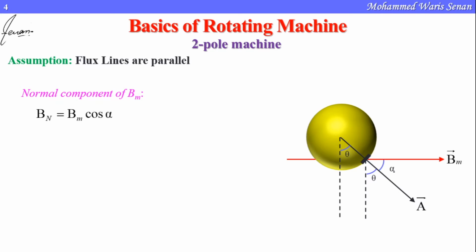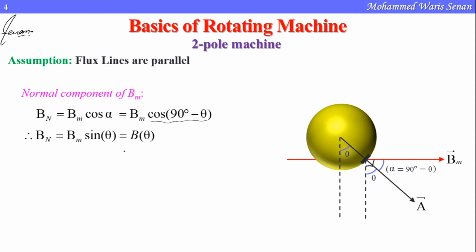Now we can write this alpha in terms of theta. Since this angle is 90 degrees, we can write alpha as 90 minus theta. So if we replace alpha with 90 minus theta, it becomes Bm cos(90 minus theta). So cos(90 minus theta) is sin theta. So the normal component of magnetic flux density is Bm sin theta.